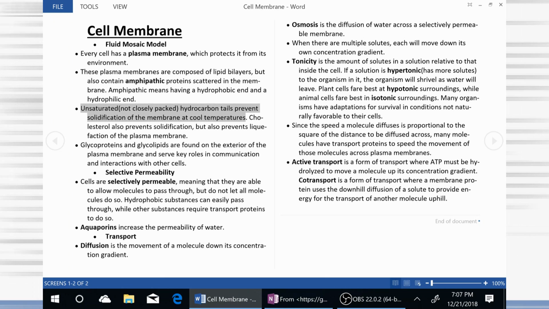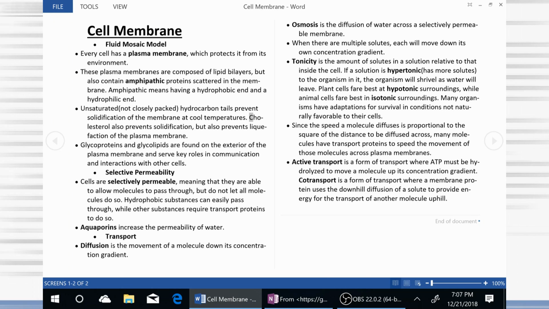So to keep the cell membrane from freezing or liquefying at different temperatures, there are various mechanisms in place. For example, unsaturated hydrocarbon tails can help prevent solidification of the membrane at cool temperatures. As you know from our last video, when you have unsaturated hydrocarbon tails, that means that the hydrogens are not closely packed together, and when they're distantly placed, that prevents solidification.